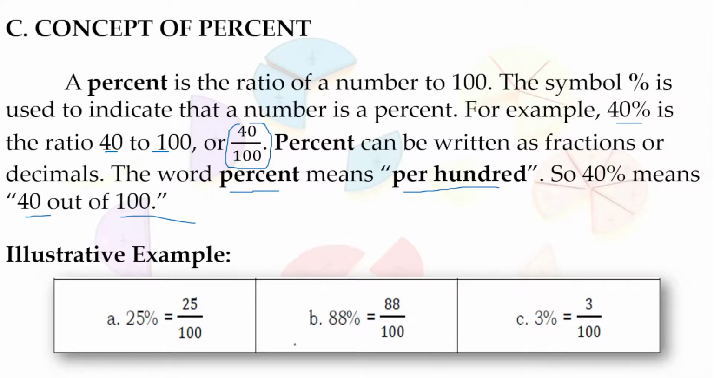So I have here an example, 25%. So when we write this in fraction, you will get 25 over 100. And then 88%, 88 over 100, and 3% is 3 over 100.